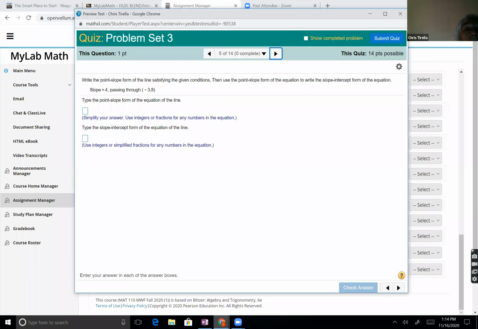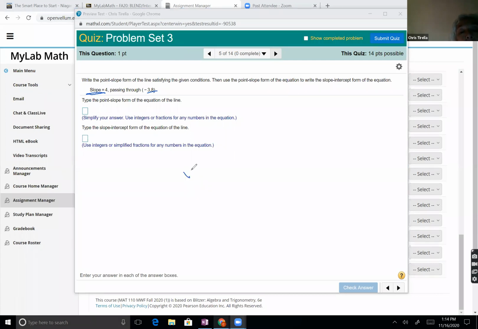Use the point slope form of the line satisfying the given conditions. Then use the point slope form of the equation to write the slope intercept form of the equation. So let's see, what conditions do we have to meet? We want it with a slope of 4 passing through the given point.